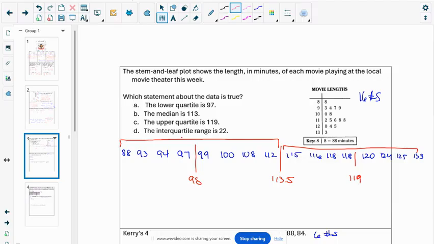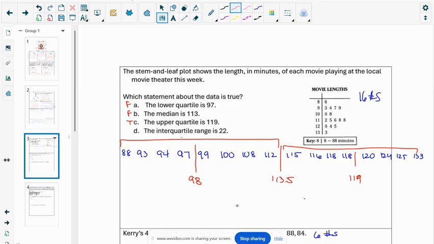Okay, so let's see what it says. The lower quartile is 97. That's false, that one's not true. My lower quartile is 98. The median is 113. Well, it's 113.5, so that's close, but not exactly. The upper quartile is 119. That looks like that's true, but let's just double check.